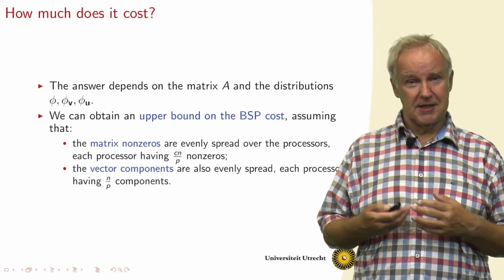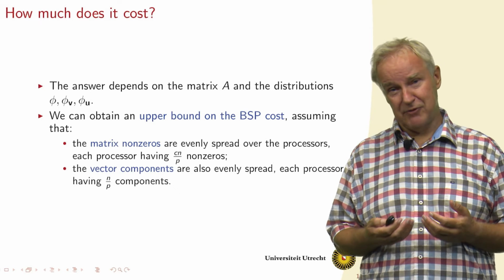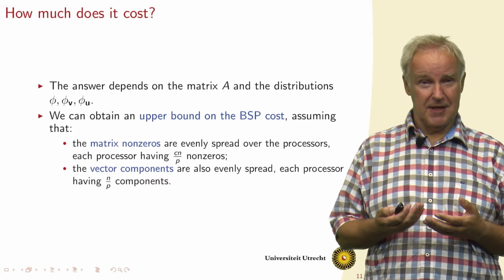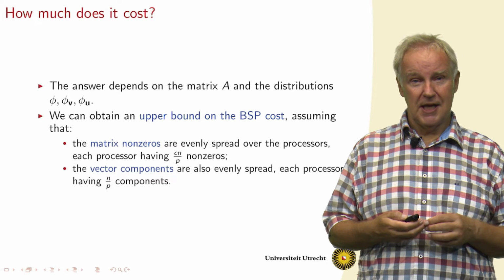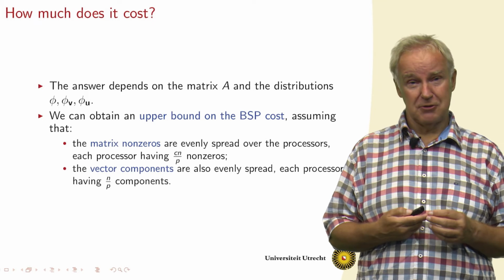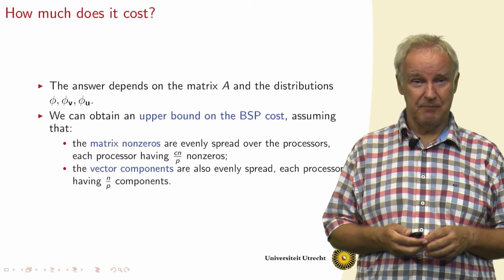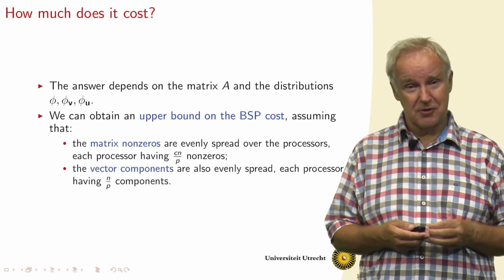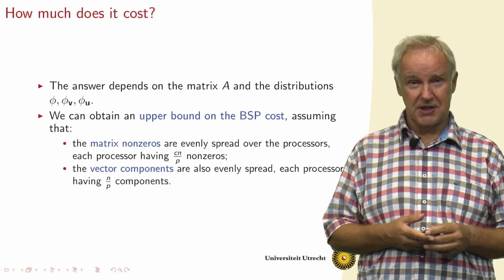We assume that the non-zeros are spread evenly over the processors. So if we have nz non-zeros, it's nz divided by p non-zeros locally. And in the formulation, we assume that we have c non-zeros per row, so then it becomes c times n divided by p. Also, we assume that the vector components are spread well, so every processor has n over p components.